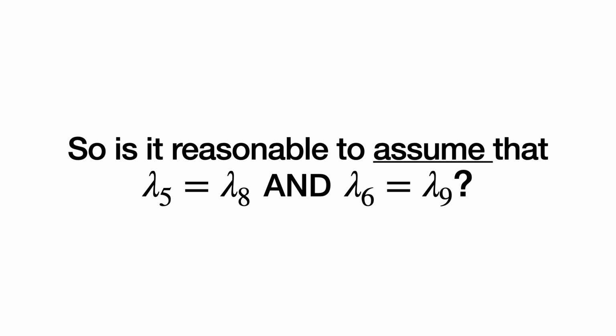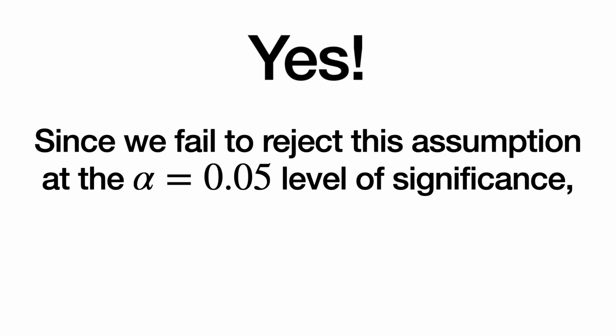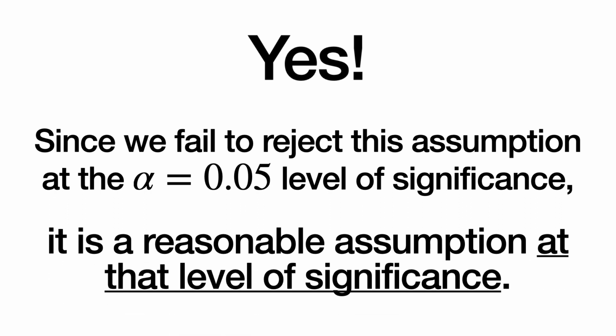And so is it reasonable to assume that lambda 5 is equal to lambda 8 and that lambda 6 is equal to lambda 9? Yes. Since we failed to reject this assumption at the 0.05 level of significance, it is a reasonable assumption at the 0.05 level of significance. So this completes our model simplification process.